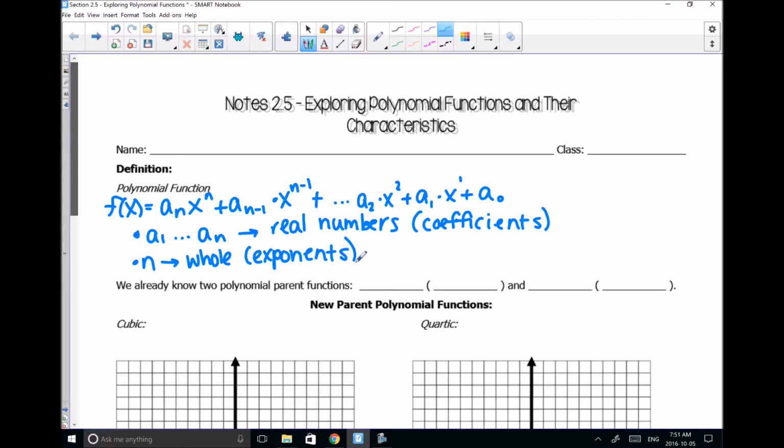Okay, so an example of a polynomial function could be something like this. f of x equals 4x cubed minus 5x squared plus 2x minus 7. All my coefficients right here are real numbers, and I can have decimals, I can have radicals, I can have basically anything except for square roots of negative numbers, I should say. And my exponents are all positive whole numbers. Right here, this is to the power of 0, okay?